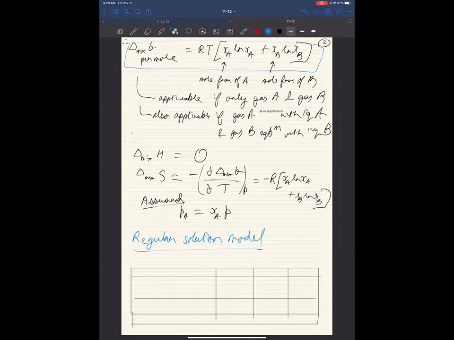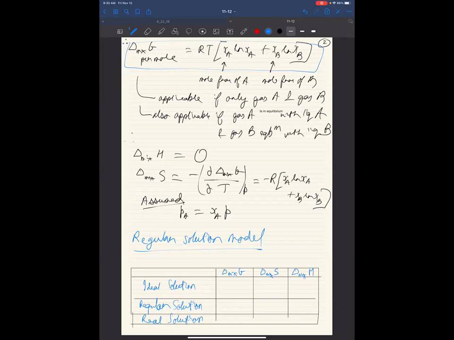Okay. So here, first thing we have is an ideal solution. Then we have a regular solution. And even more than a regular solution, there are real solutions which are even more complicated. So I'm going to tell you how those work, but let me write it down, the key ideas here. So what we want to write in this table is the delta mixing Gibbs energy. Then we also want to talk about the entropy of mixing. And then we want to talk about the enthalpy of mixing.